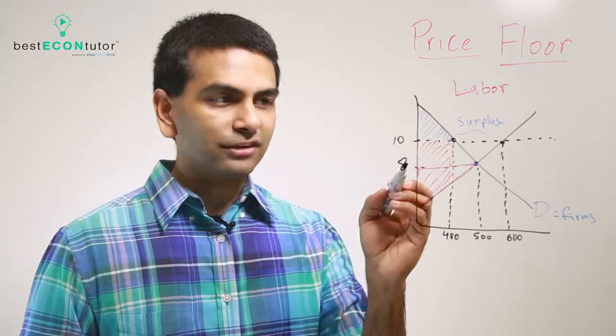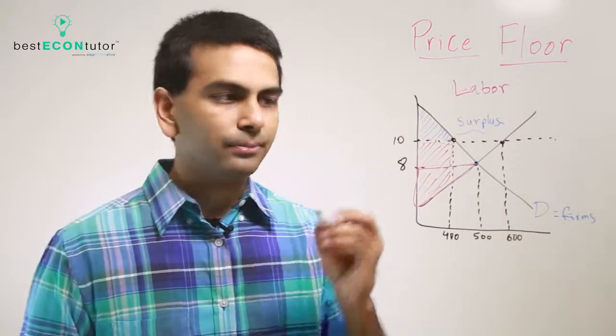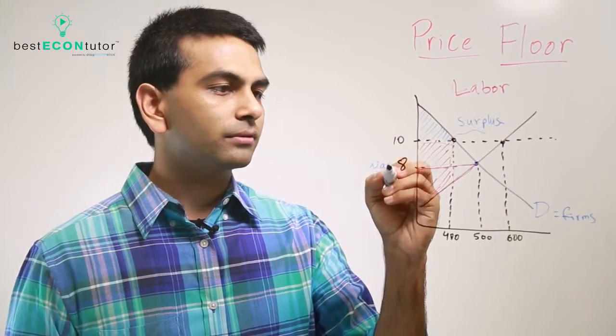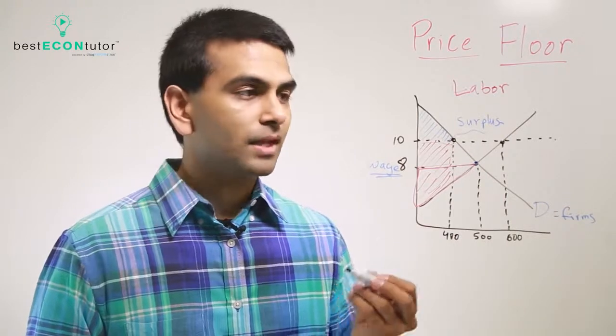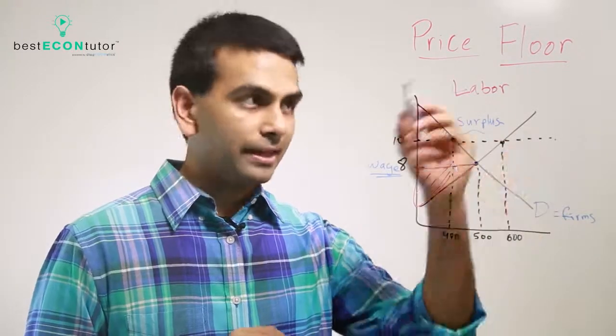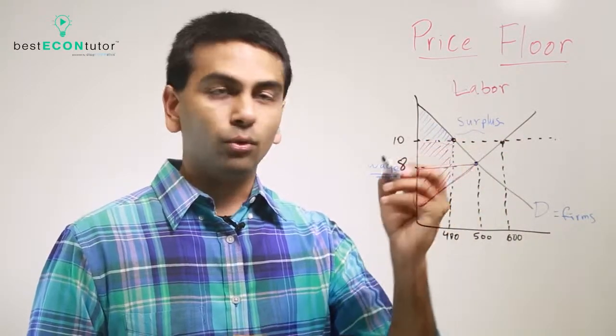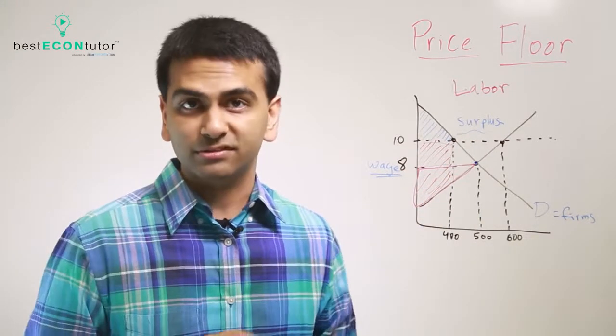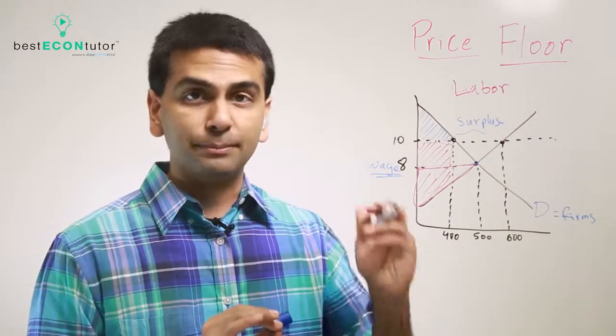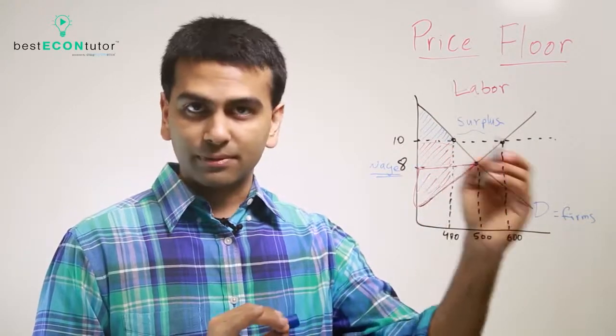In the labor market, there's actually a specialized name for that equilibrium price, and that's called wage. Wage is the price of labor. And a price floor in that labor market would be called minimum wage. So that's what minimum wage really is from an economics perspective. Minimum wage is a price floor on the labor market.